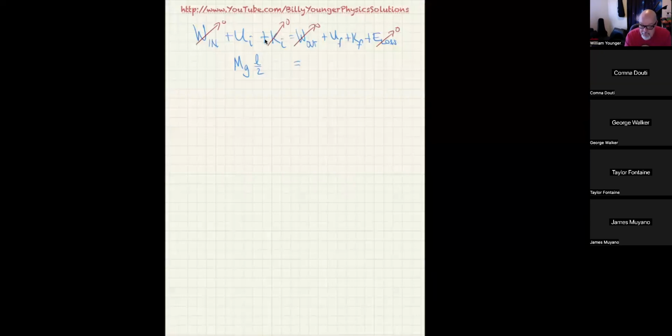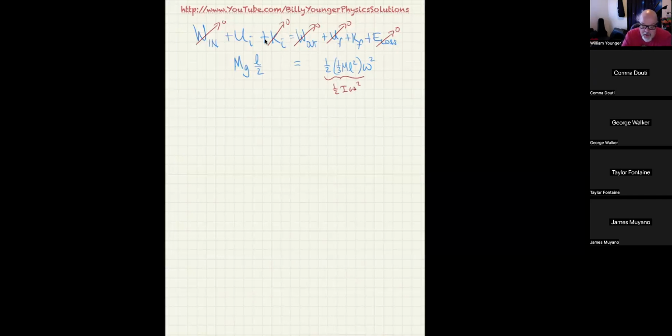Now, on the other side, the potential energy is going to reach 0 because it's in its comfortable spot, but the kinetic energy is in fact going to be 1/2 I, which rotating about the end is 1/3 ML squared, times omega squared. So in other words, this is 1/2 I omega squared.